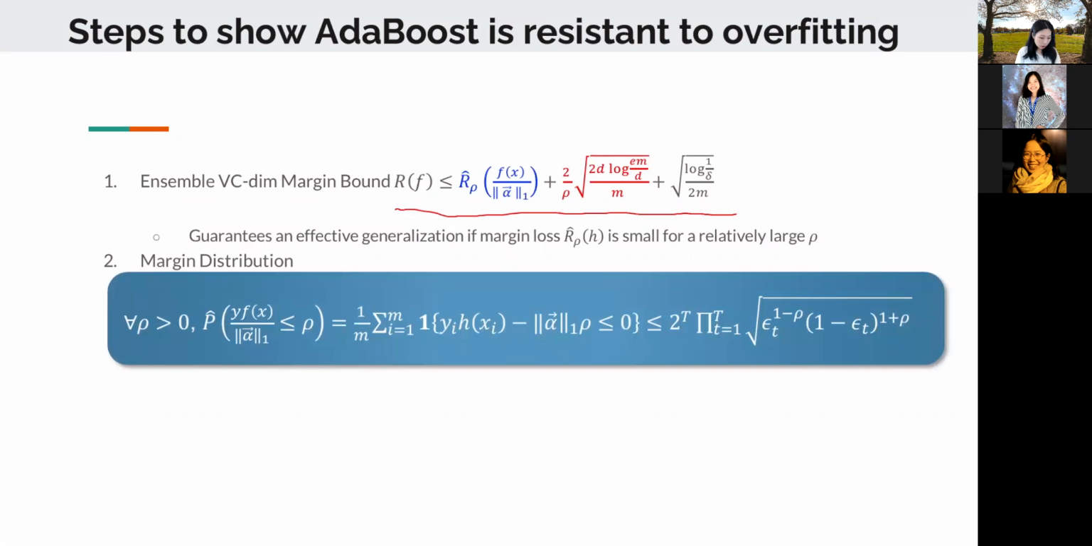So the margin distribution, we wanted to see that for any rho, as long as it's greater than 0, the so-called empirical probability that the margin is smaller than or equal to rho. So what does this mean? This means that if you're looking at all the examples in your training sample, what's the fraction of the training examples such that the L1 margin is smaller than or equal to rho? Does that make sense?